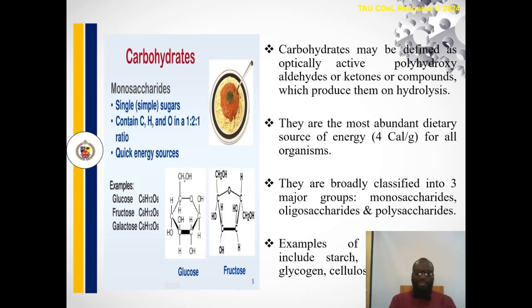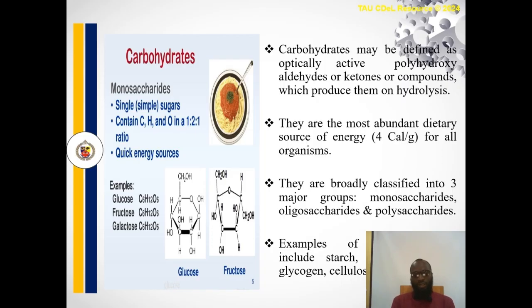Now, polysaccharides are compounds that are made up of many monosaccharides. So you have either many glucose units coming together to form a polysaccharide, or you can have many fructose units coming together to form a polysaccharide. And these polysaccharides can also be divided into two. We have homopolysaccharides and we have heteropolysaccharides.